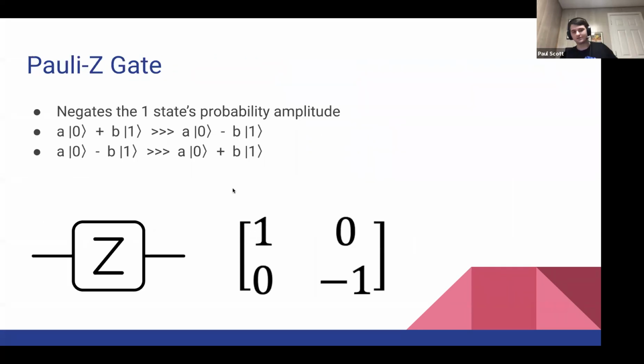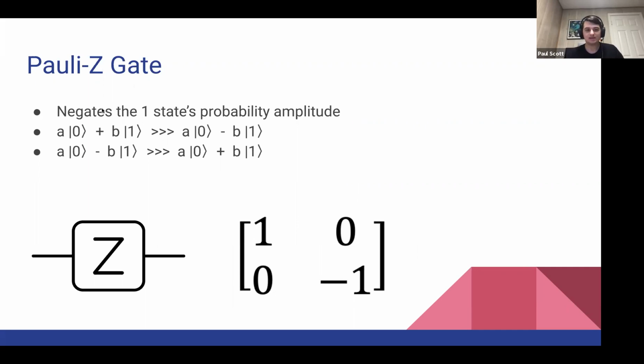So let's talk about another one. It's called the Pauli-Z Gate. And before you ask, there is something called a Pauli-Y Gate, X, Y, and Z, but the Y gate takes things into the complex plane. So I'm trying to kind of avoid it for simplicity's sake.